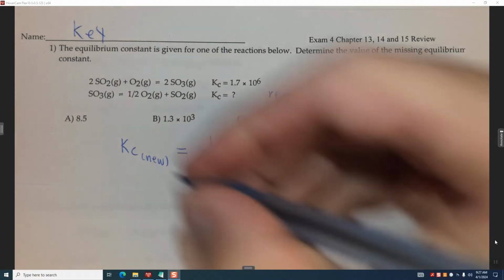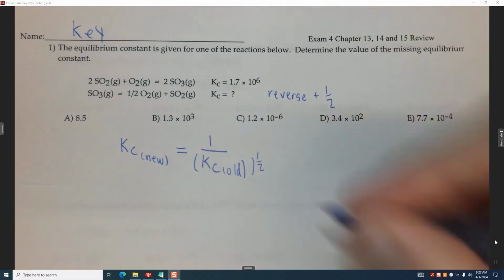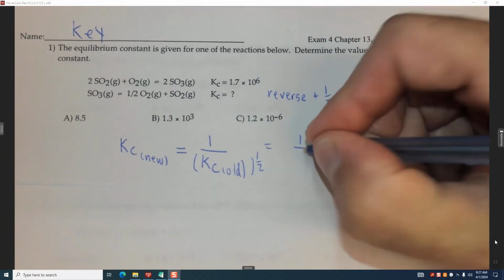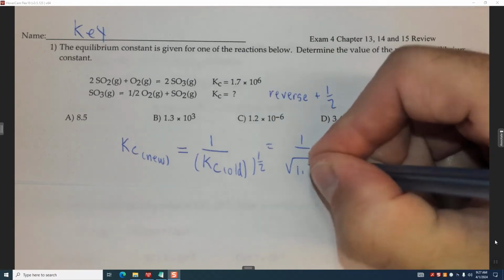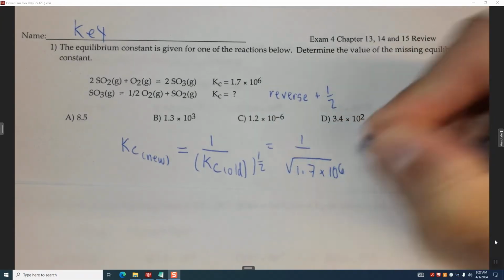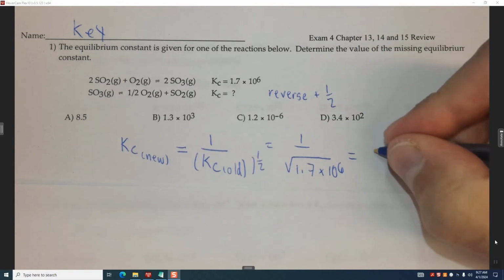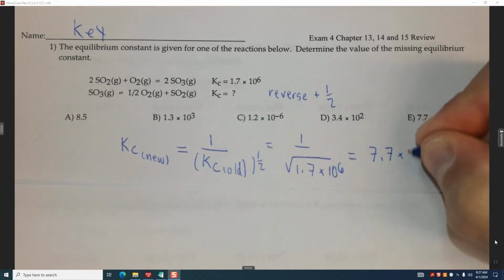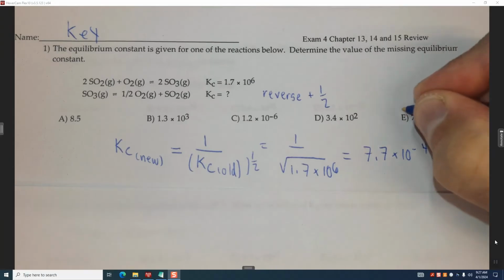But it's also half, so we need to raise this thing to the 1/2 power, or simply take the square root of it. So it's 1 over the square root of 1.7 times 10 to the 6th. And when you do that, 1 over the square root of 1.7 times 10 to the 6th gives you 7.7 times 10 to the negative 4, which is choice letter E.